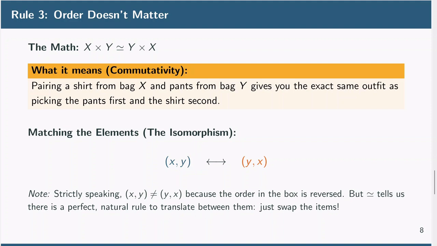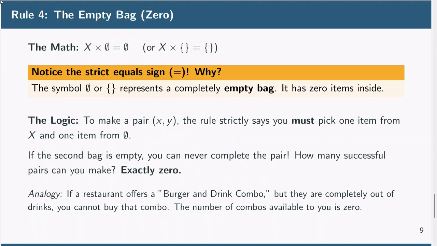Now for a slightly different concept. Rule 4, the empty bag, or 0. The math states that x times the empty set equals the empty set. This can also be written as x times empty equals empty. Notice that here we're back to using the strict equal sign. Why is that? Well, the symbol representing the empty set represents a completely empty bag. It has 0 items inside.